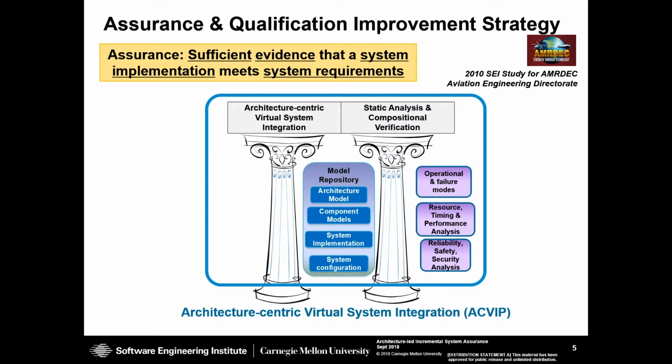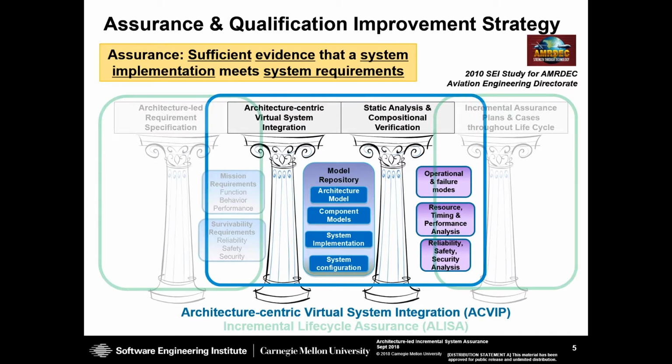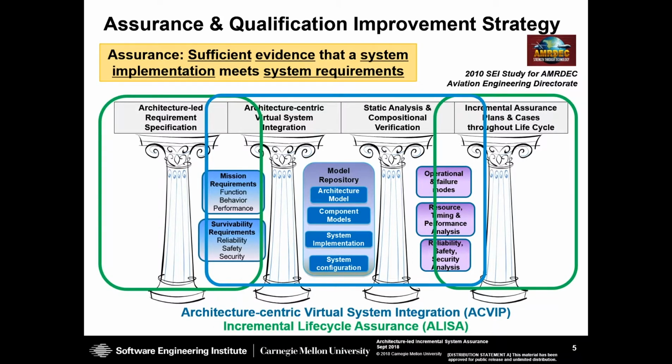2 of them focus around the use of AADL, what we call architecture-centric virtual integration, or ACVIP, in the context of the Army JMR. The 2 main pillars are the use of architectural modeling and using that to do virtual system integration and analysis of those systems. That's the second pillar, through static analysis as well as simulation and compositional verification, to deal with not just functional properties but non-functional properties of the system. That's complemented with 2 more pillars.